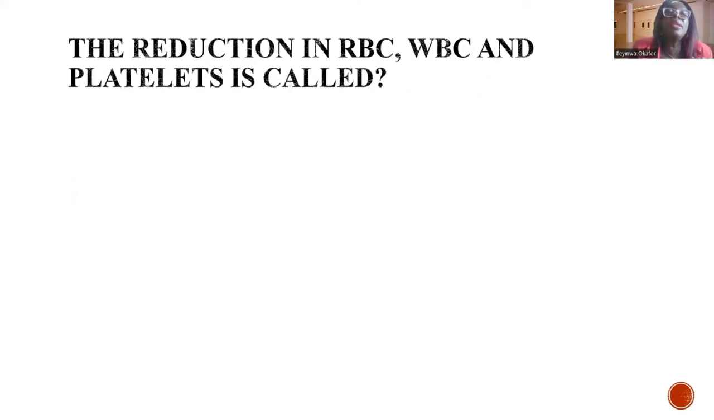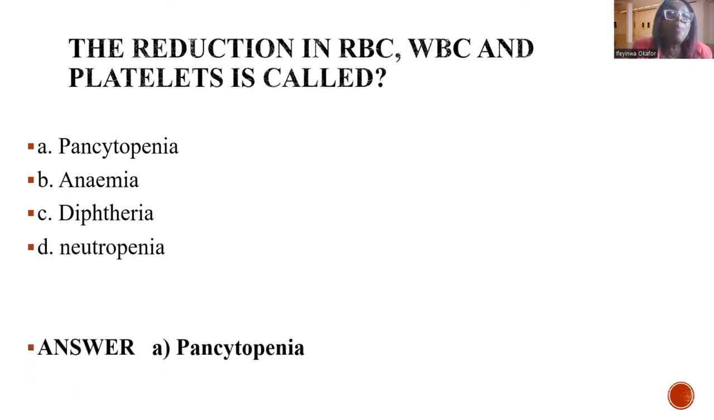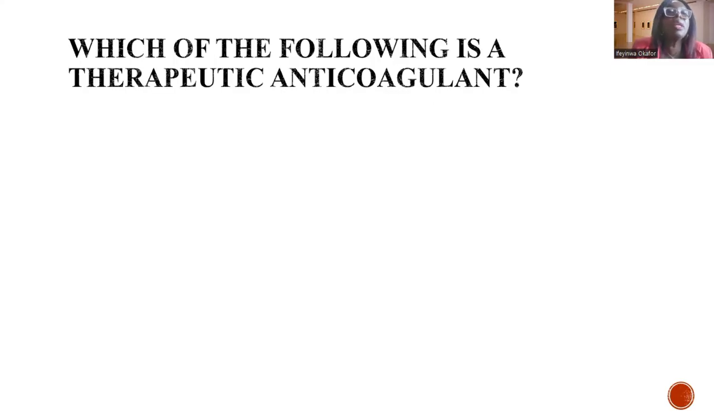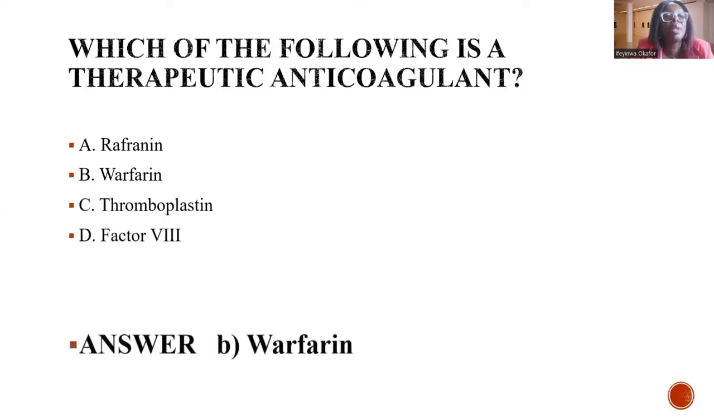The reduction in red blood cells, white blood cells, and platelets is called: A, pancytopenia, anemia, diphtheria, neutropenia. Answer is pancytopenia. Which of the following is the therapeutic anticoagulant? We have A, warfarin, thromboplastin, factor 8. Answer is B, warfarin is a therapeutic anticoagulant.